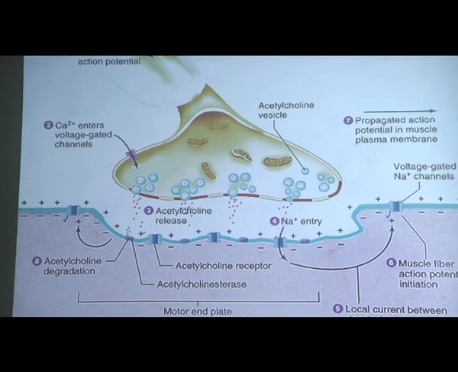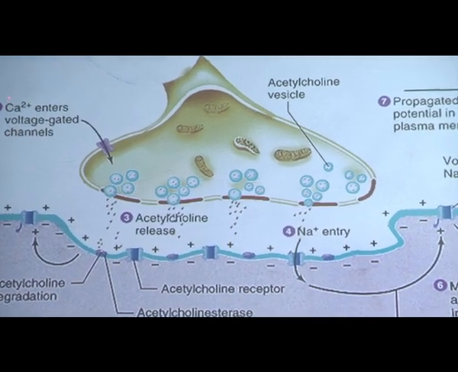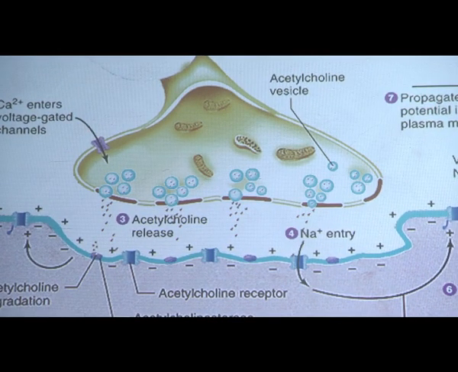That's why the second point here is the entry of calcium through the voltage-gated channels. As soon as the calcium enters, you can see that these vesicles fuse with the axonal membrane, and after the fusion, by the process of exocytosis, there is a release of acetylcholine from this axonal membrane. Then the released acetylcholine, as a neurotransmitter, has its own receptor. So this acetylcholine can bind to its own receptor. Here you can see the acetylcholine receptors.